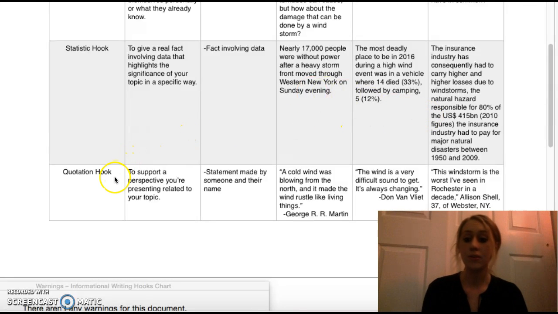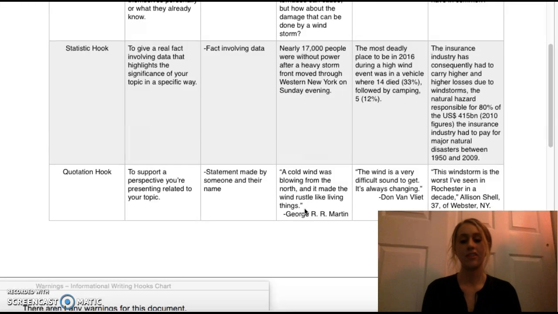Another type of hook you could use to begin your informational writing piece is a quotation hook. The purpose of a quotation hook is to give a statement that a person has said relating to your topic that offers some sort of perspective on your topic that then you can go into more detail about as you begin your informational piece. So, for example, this was a quote from George R.R. Martin. A cold wind was blowing from the north, and it made the wind rustle like living things.